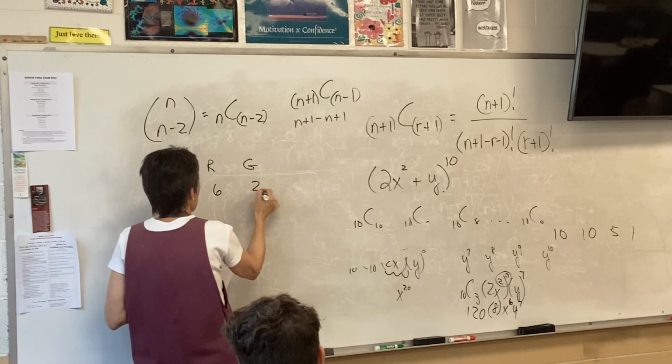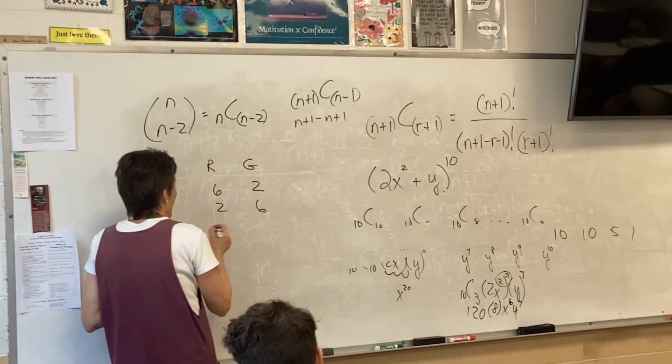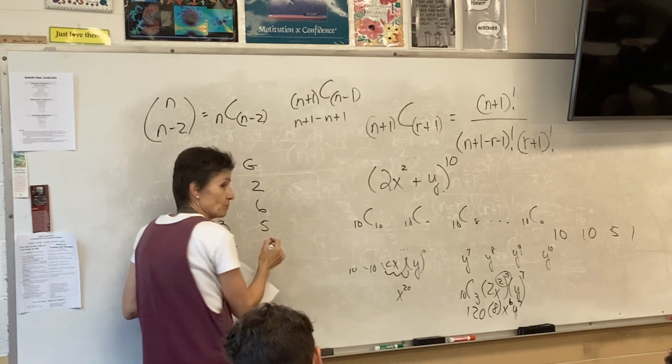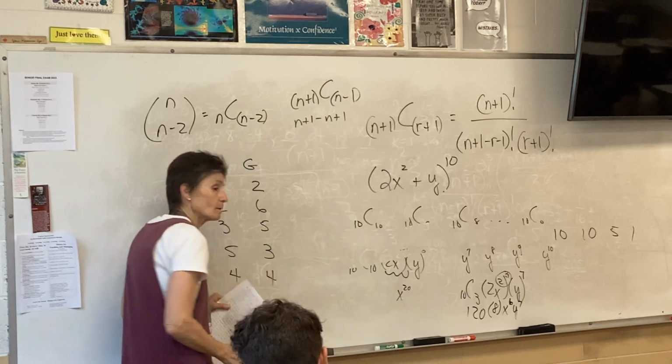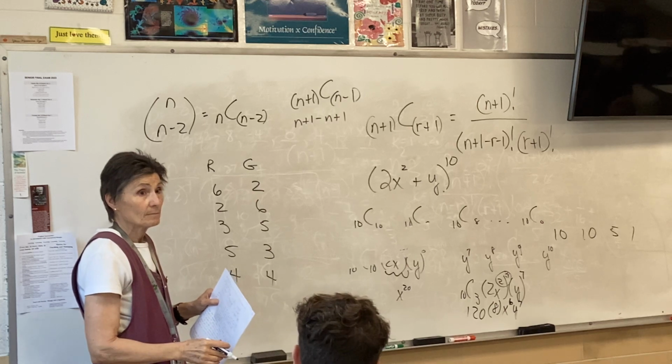I can have a 6 and a 2, or a 2 and a 6. I can have a 3 and a 5, or a 5 and a 3. I can have 2 4s. Would everybody agree with that? Is that it? To get an 8?